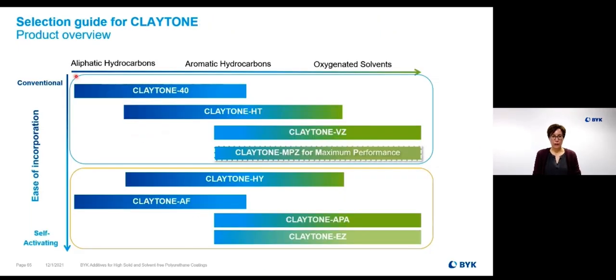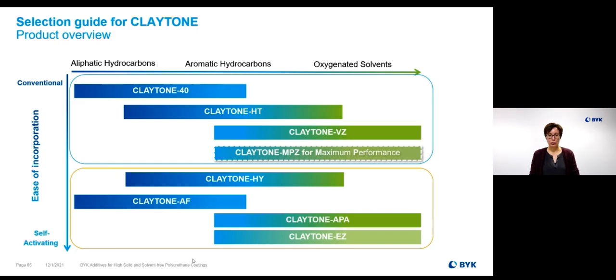Having a look at our product overview. In general, as mentioned, we differentiate between conventional and self-activating. We can say that it has an influence on the incorporation. So Claytone 40 is not so easy to incorporate as, for example, Claytone AF, which is self-activating and therewith easier to incorporate. And also here we can list them according to the polarity of our system. Depending on what is used, you can use different of these types.